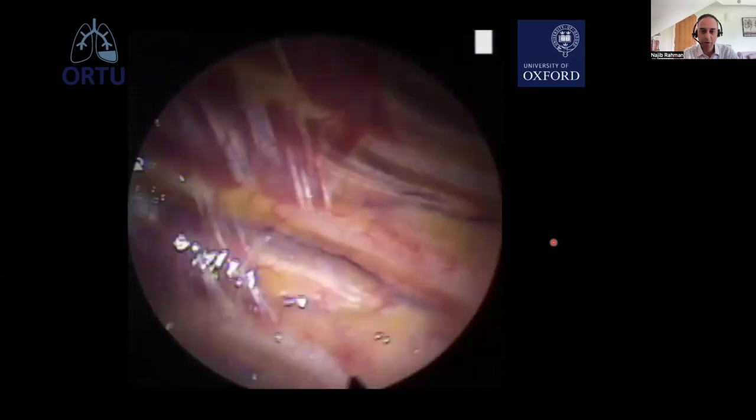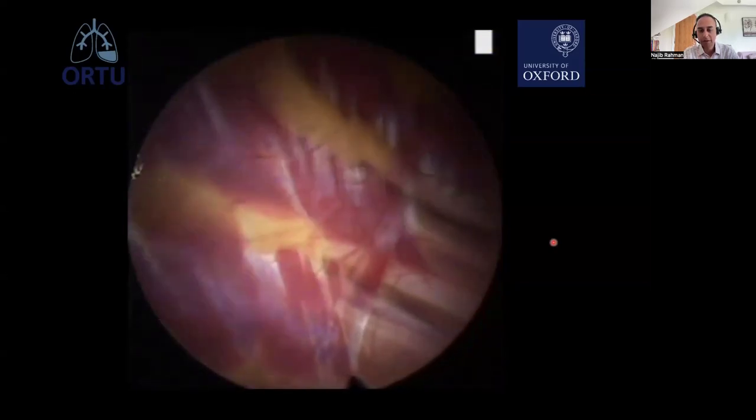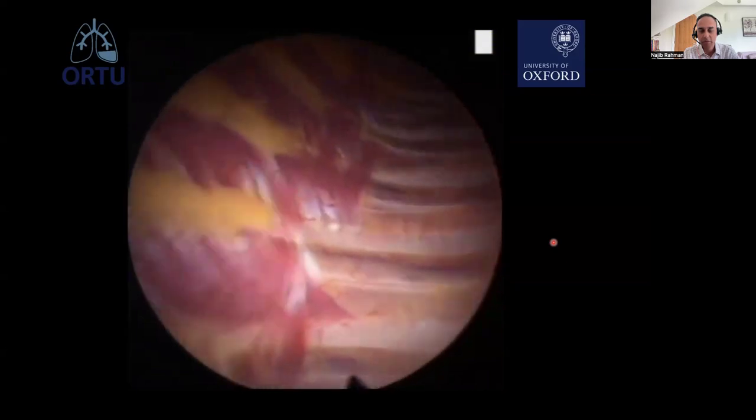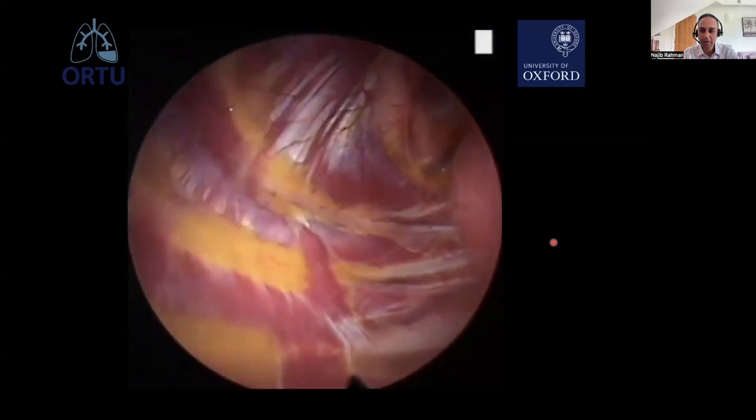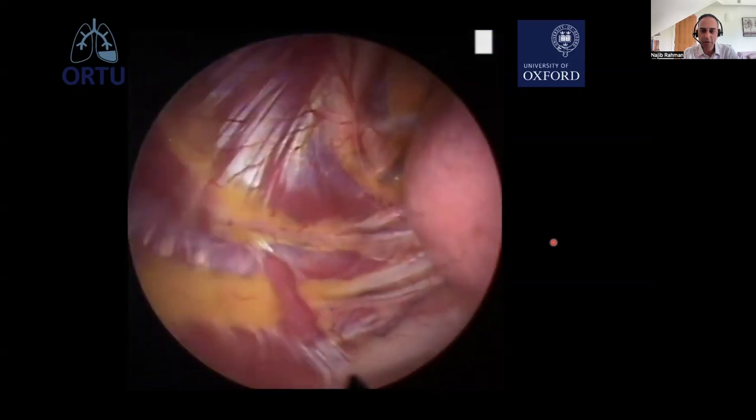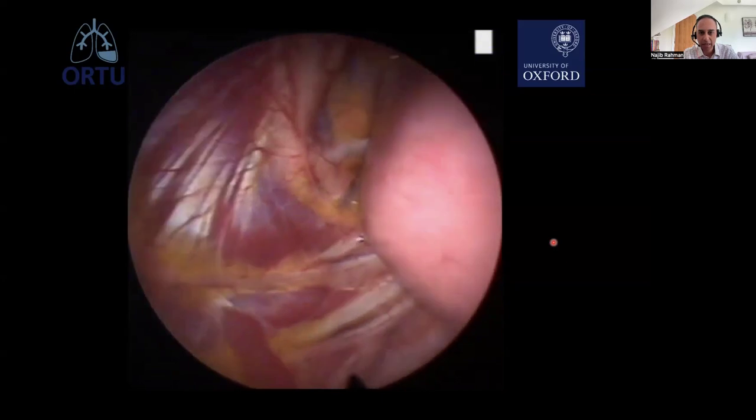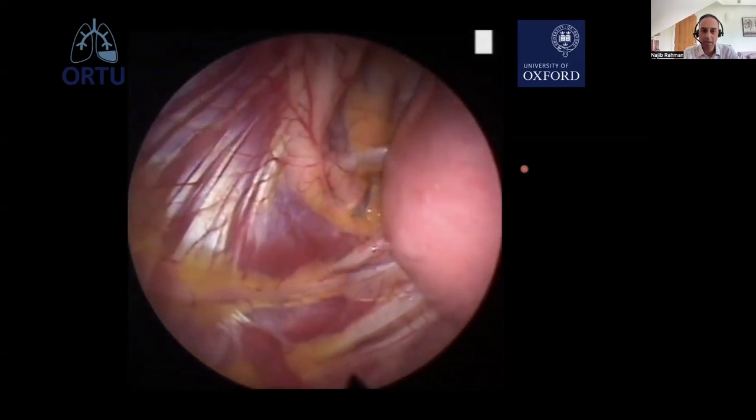So this is a medical thoracoscopy. For those of you not familiar, this is a local anesthetic procedure conducted by respiratory physicians. We have inserted a trocar into the mid-axillary line, about the fifth intercostal space, drained the fluid, and here is us standing on the diaphragm and looking upwards towards the apex. So the lung is here on the right-hand side.